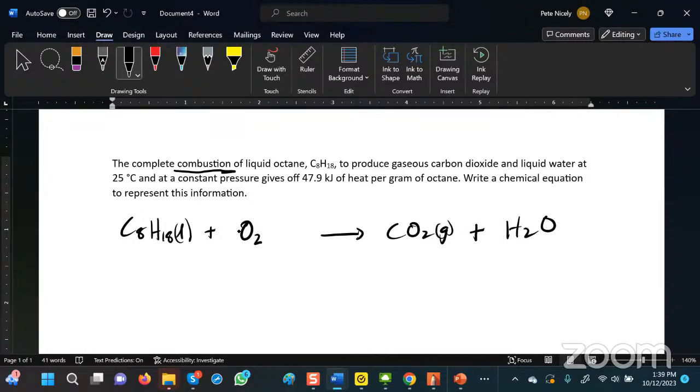And then what do we need to do after that? And by the way, it says liquid water, so I'm going to put that here. And oxygen, of course, is a gas. And then what do we do after that? We balance it. So how do we balance it?